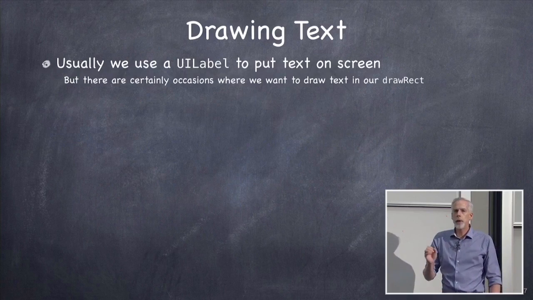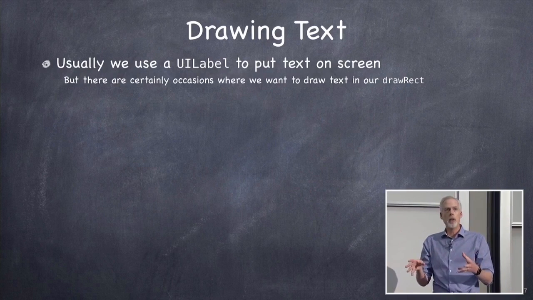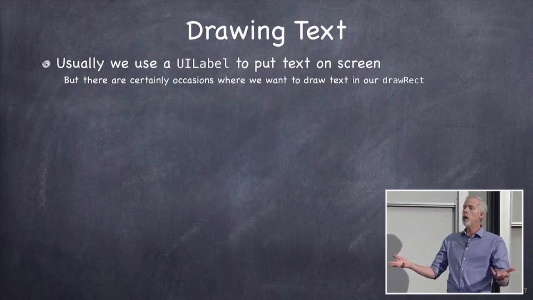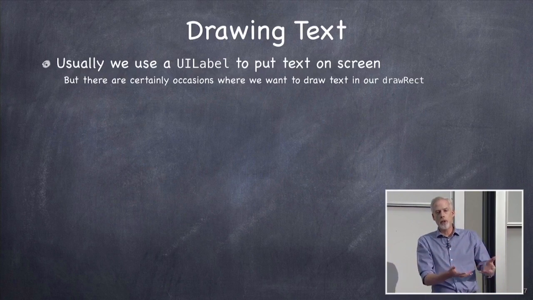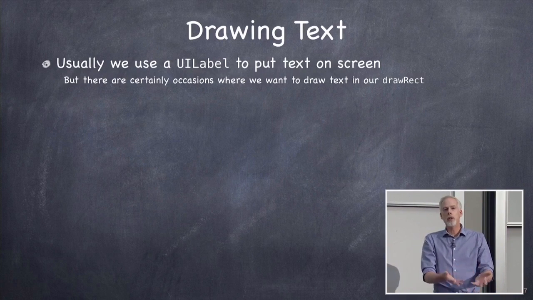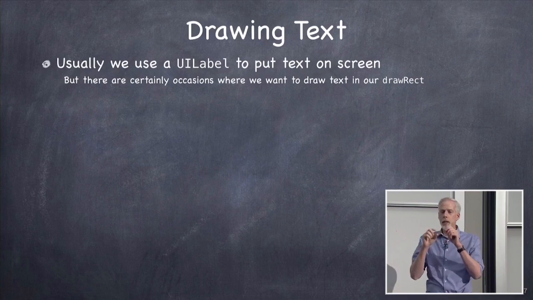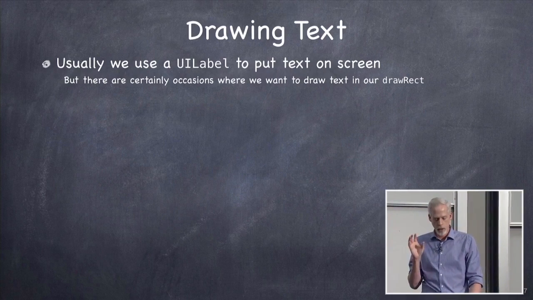All right, let's talk about drawing text. How do we draw text? Well, one way to draw text you already know is UILabel. You could just create a UILabel and make it a subview of your view, and bingo, you got some text in your view. Now, the only problem with that is you're drawing in your drawRect, and if you're drawing around the text, you'd have to make sure it all lined up with your subview. So sometimes you want to draw in drawRect, right? You want to actually draw in there.